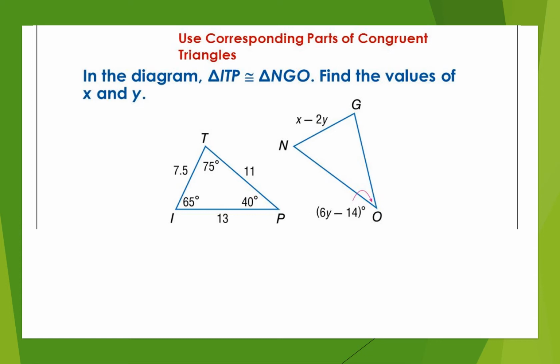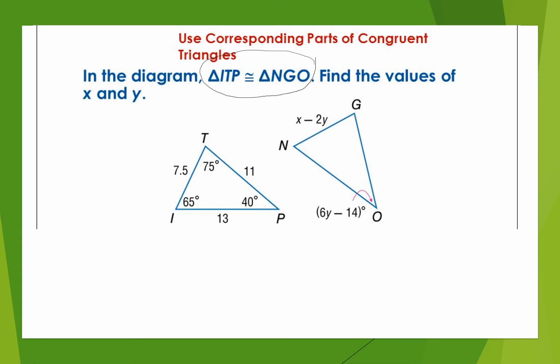Okay, so we have the given triangles, triangle ITP, which is congruent to triangle NGO. So for this one, I think it will be better if we will identify muna ano ba yung mga corresponding parts and the sides and angles, yung mga congruent sides and angles. So sabi ko nga before, with reference pa lang doon sa statement natin, kaya nyo nang ma-identify ano yung mga pairs of angles and sides which are congruent. So let's start with corresponding angles.